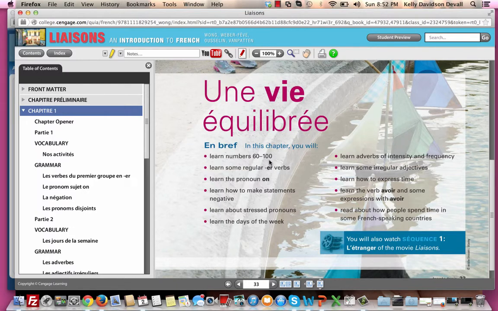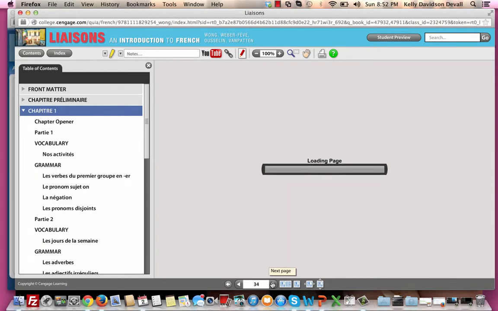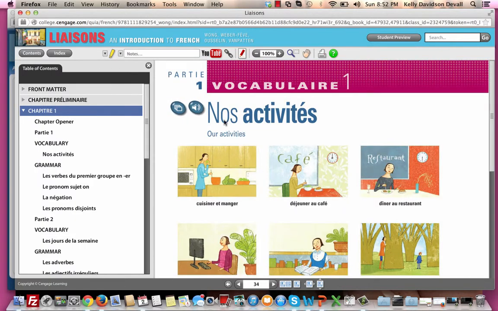If we turn the page to page 34, we're also going to see some activities, some words that we can use to describe our activities, okay? And you can see here that all of these words end in ER. Cuisiner, manger, déjeuner, dîner. And they're all activities, they're all verbs. So words that describe what we would do.